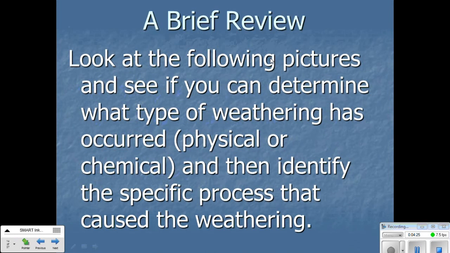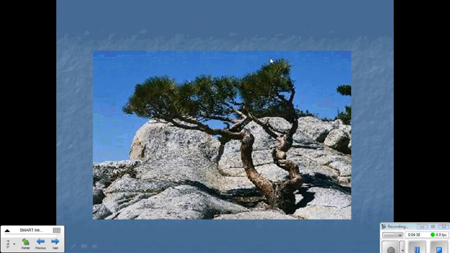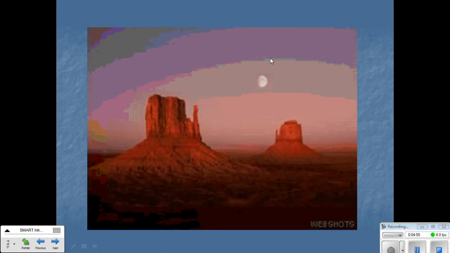And doing a little review here, we're going to look at some pictures and see what you can determine about the type of weathering that's occurred, whether it's physical or chemical, and then identify the specific process that caused the weathering. We've got a tree here growing out of some rocks. Is it chemical or is it physical? Hopefully, you said physical. And that would be the roots going down into the rock, breaking them apart.